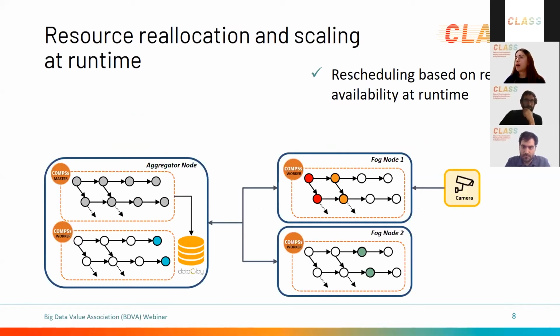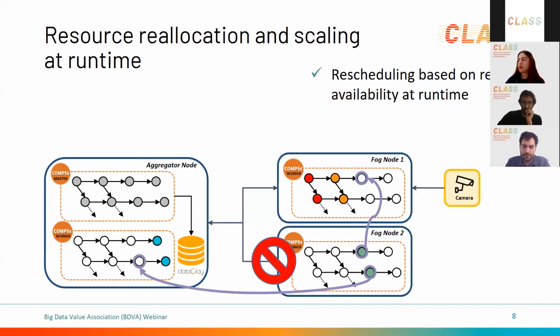So having an example with that, let's say, for example, that fog node 2 goes down. COMPSS will automatically detect that the tasks there are not executed or they take a lot of time, exceeding the estimated latency. So they will take these 2 tasks and reallocate them to the other available resources.